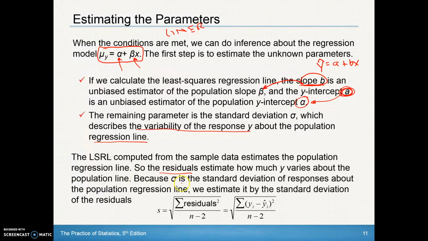And because sigma is a standard deviation of responses about the population regression line, we estimate it by the standard deviation of the residuals. So our S is our estimate of sigma. And don't worry about this calculation. It'll be done with our technology, or we'll at least have to be able to look at it and find it in a Minitab output.